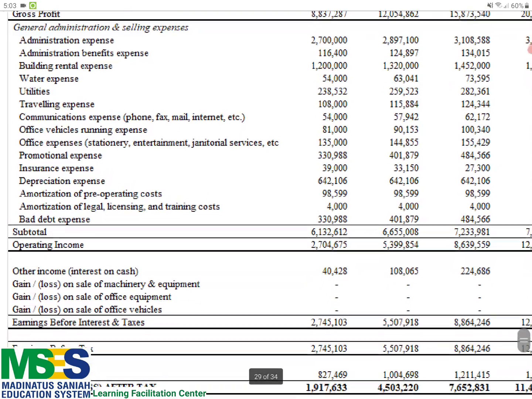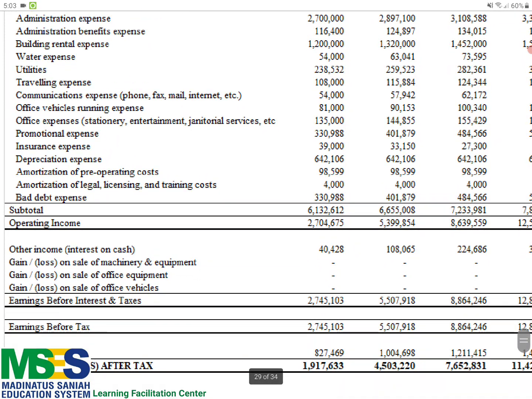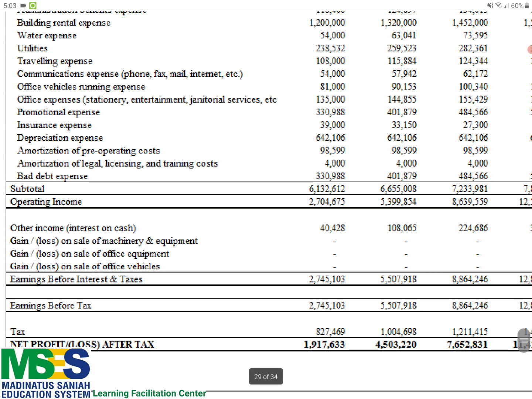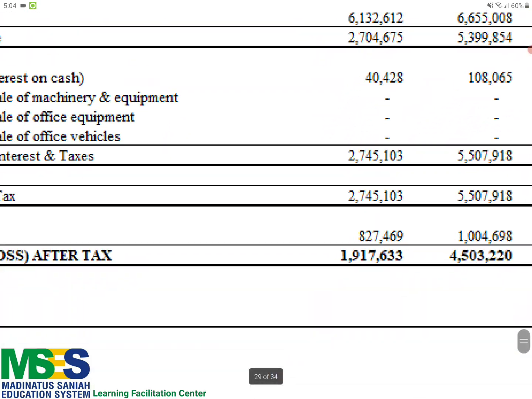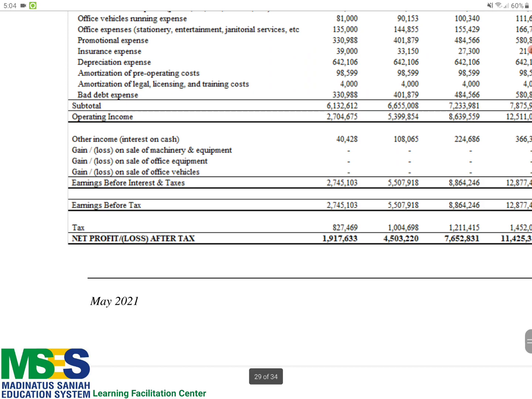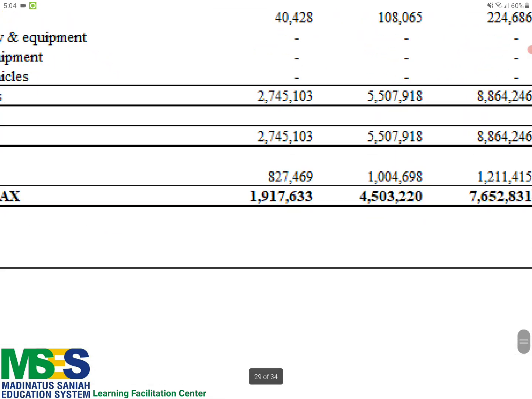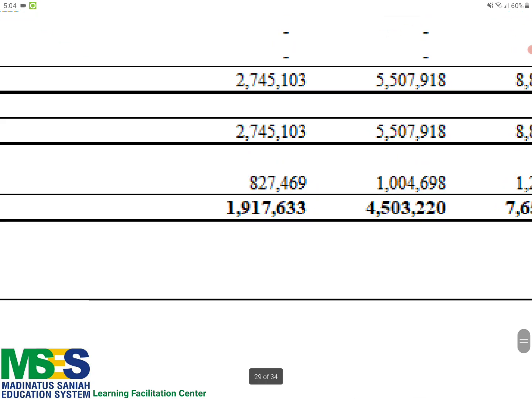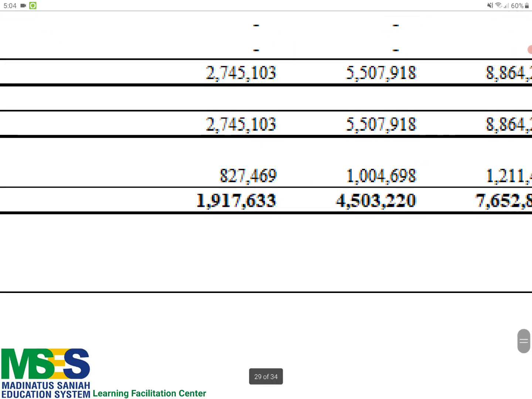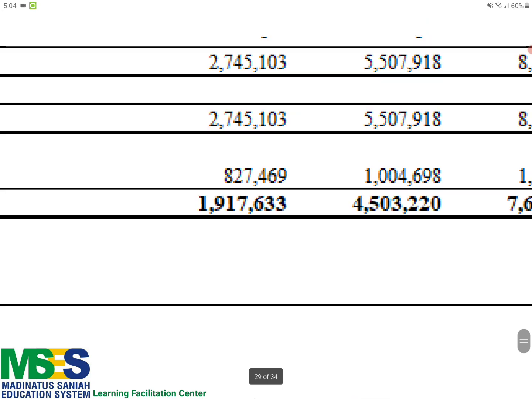And finally, we have the net profit. In the end, the total net profit in the first year is 1.9 million. We invested 5 something, or 6 million. Yes, we invested 6 million, and we received almost 2 million in the first year.